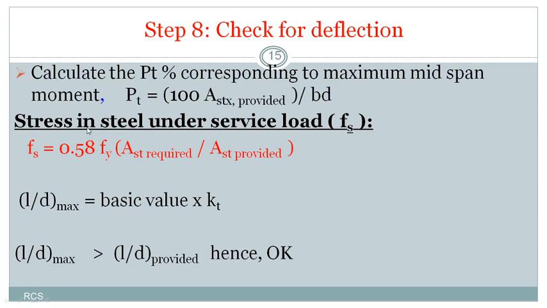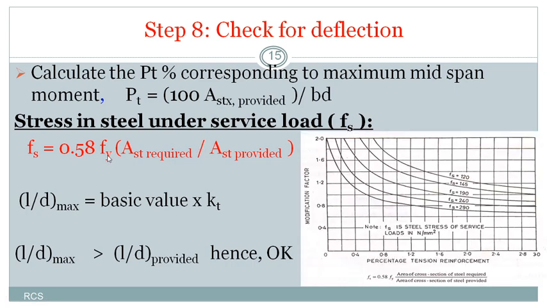Then we have to calculate the stress in steel under the service load, that is fs. We can calculate it based on the formula given in IS 456 2000, that is fs equal to 0.58 fy into Ast required by Ast provided. Based on these two values, the Pt and fs values, we can calculate the modification factor. This is called kt. This is useful for calculating L by d max. And that L by d max will be compared with our L by d provided. If the L by d max value is greater than L by d provided, then we can say our slab is safe against deflection.